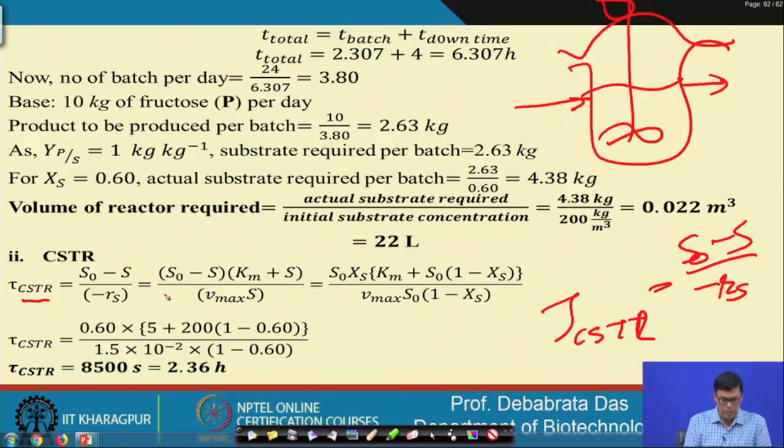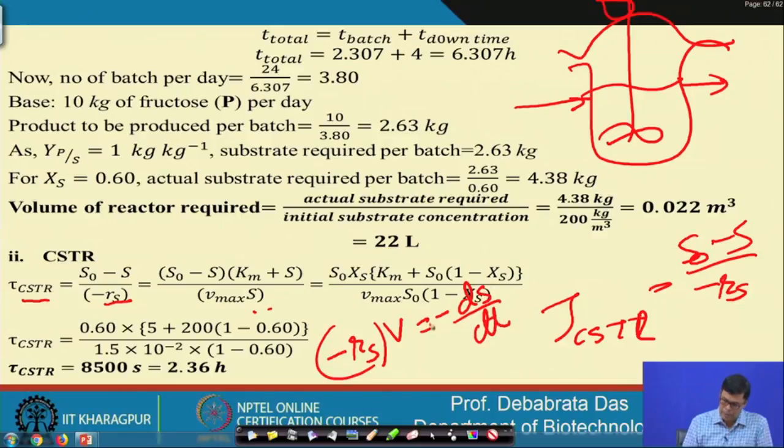Now this can be simplified in this form. RS is the velocity of reaction, you put this value, you will get this equation, and then you put this value that you can remember. I can elaborate a little bit here from the material balance. You see, I have shown this is equal to V equal to minus dS by dT into V. Am I right? This V will cancel.